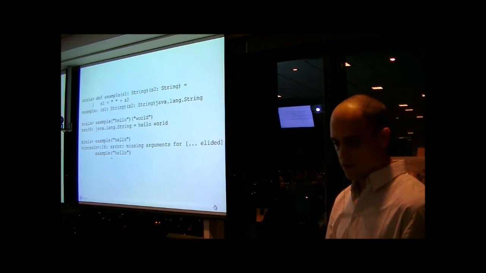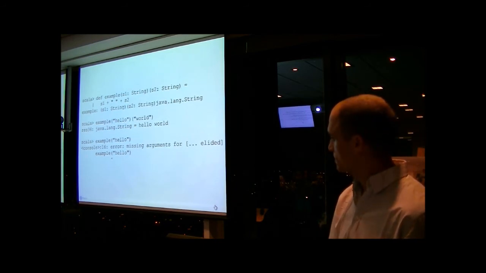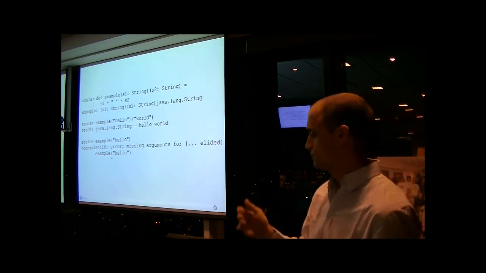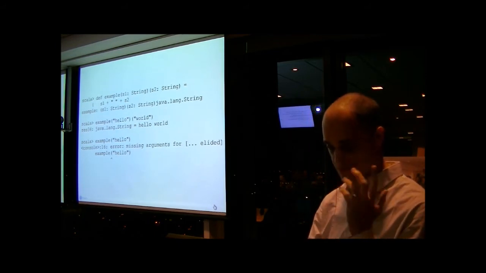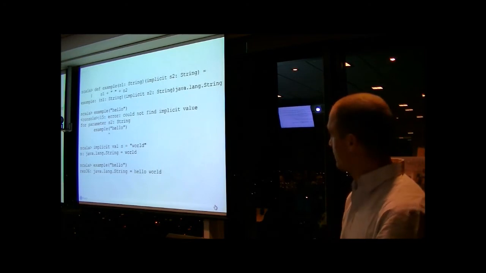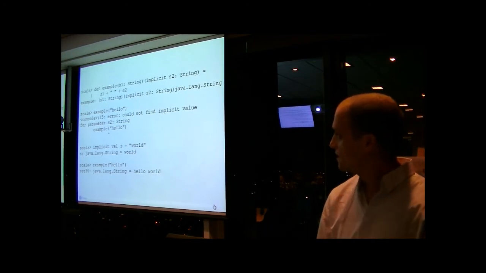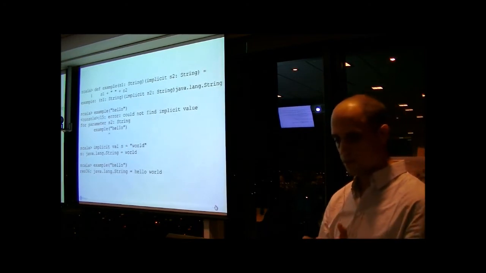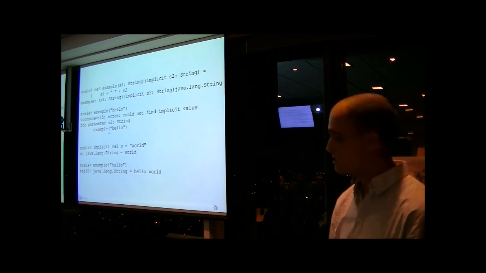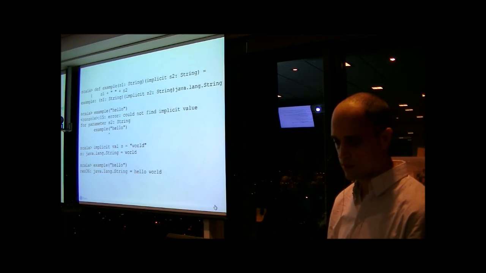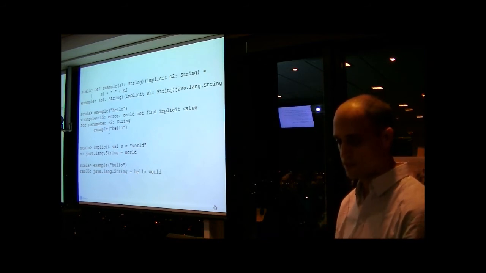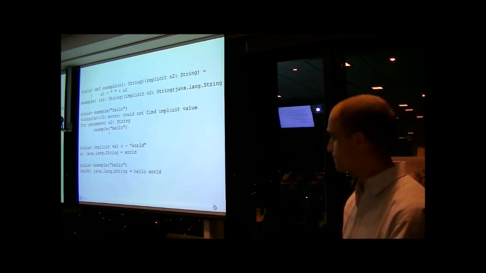In the third line, we try to call it with a single argument, and of course, we get a compile time error that it's missing an argument. So nothing much special here. But here I define an example again, but this time I define the second argument list as implicit. And now when I try to call example with just one argument, the error is different. The compiler says it could not find an implicit value.